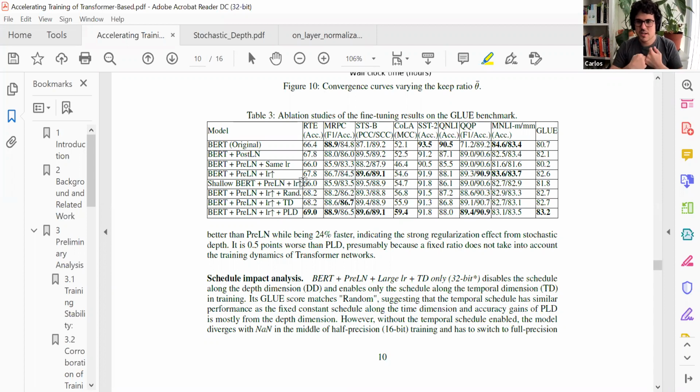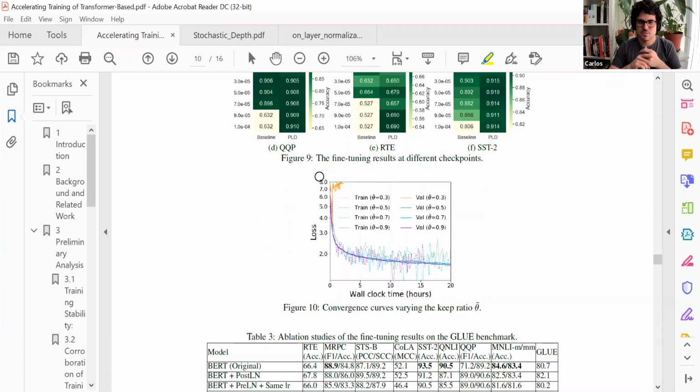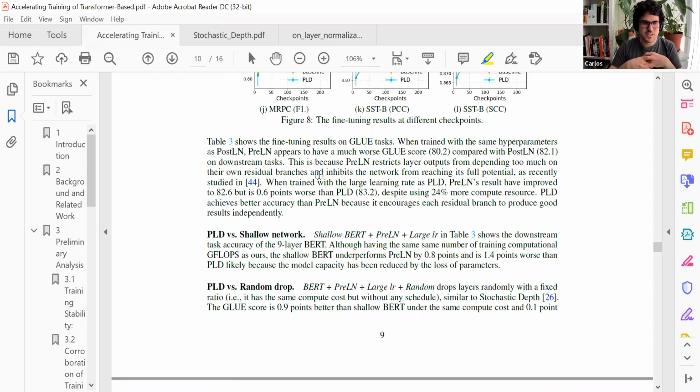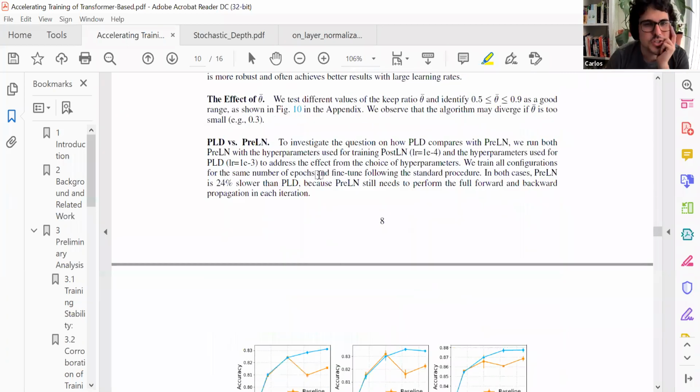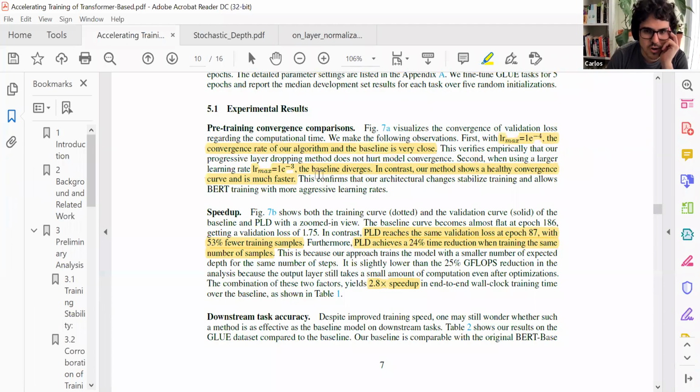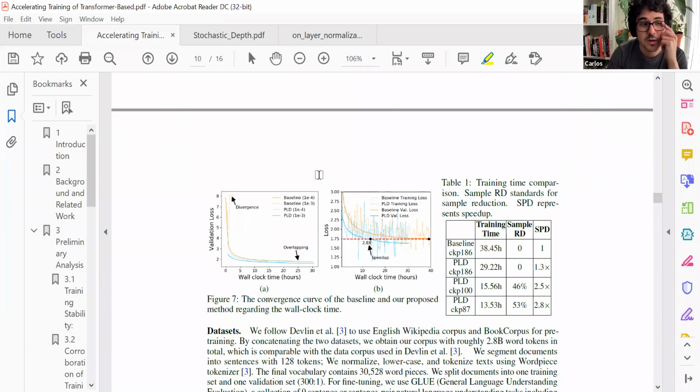The other comment that I had is that this form of layer dropping seems like a very aggressive dropout, right? So you're not just dropping random units, but you're dropping entire layers, which makes me think that BERT is over-parameterized, like heavily over-parameterized.